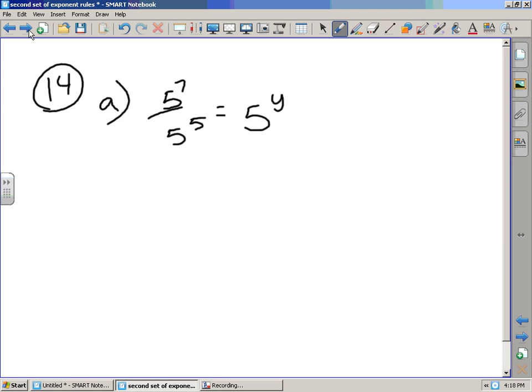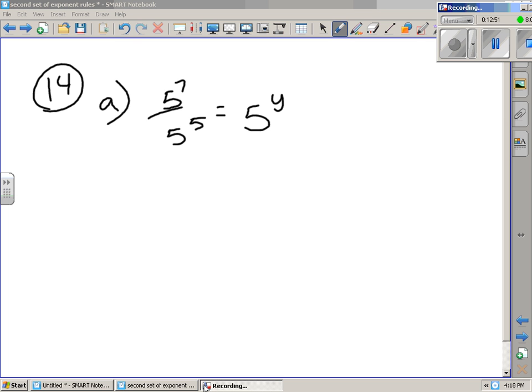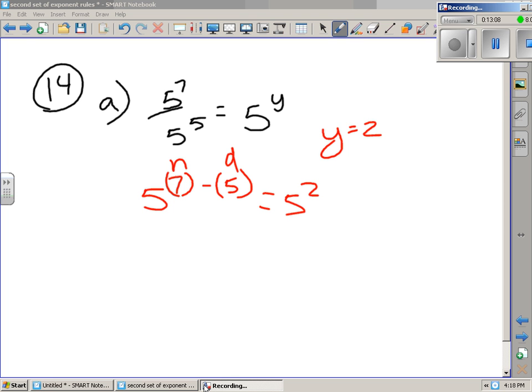All right, 14. 14a is 5 to the 7th over 5 to the 5th. Bases are the same and you have a fraction. Subtraction better be your action. So you take the numerator's exponent and you subtract the denominator's exponent and we get 5 to the second power. So y equals 2.